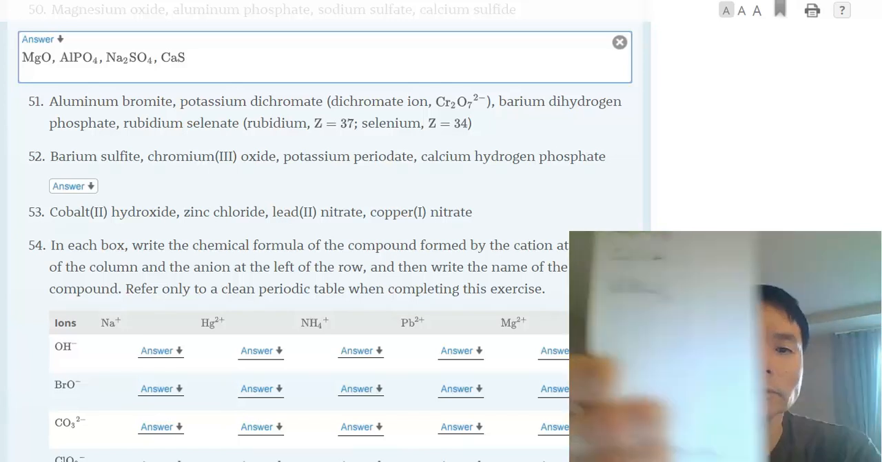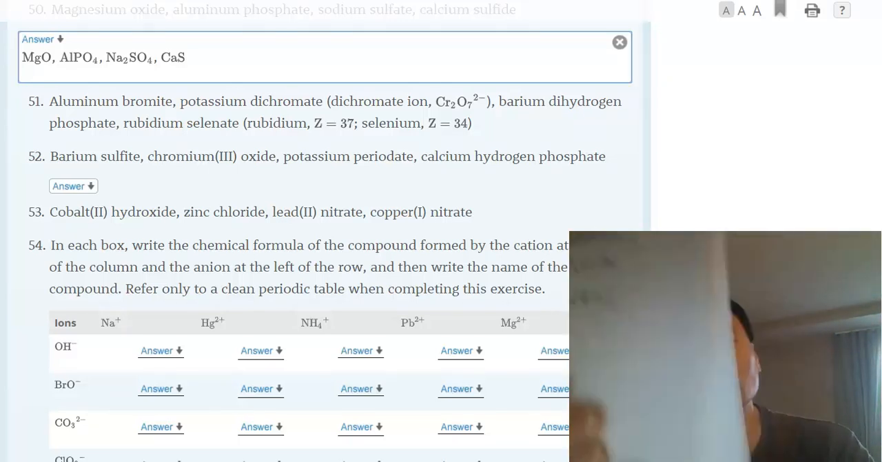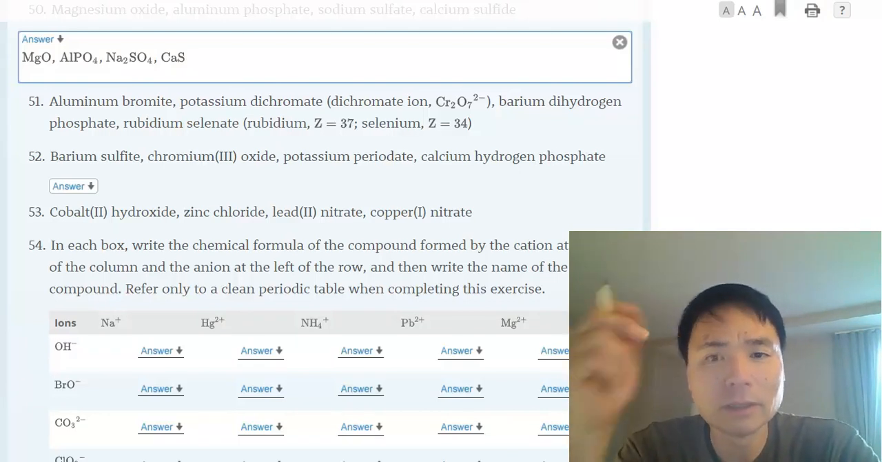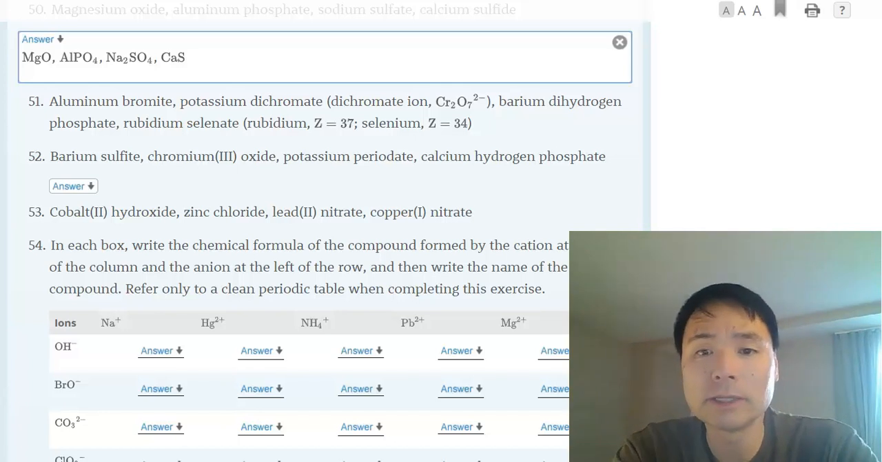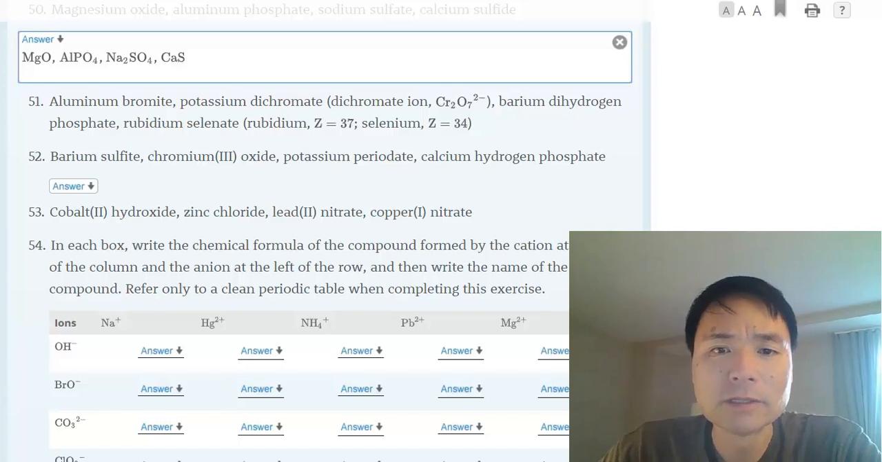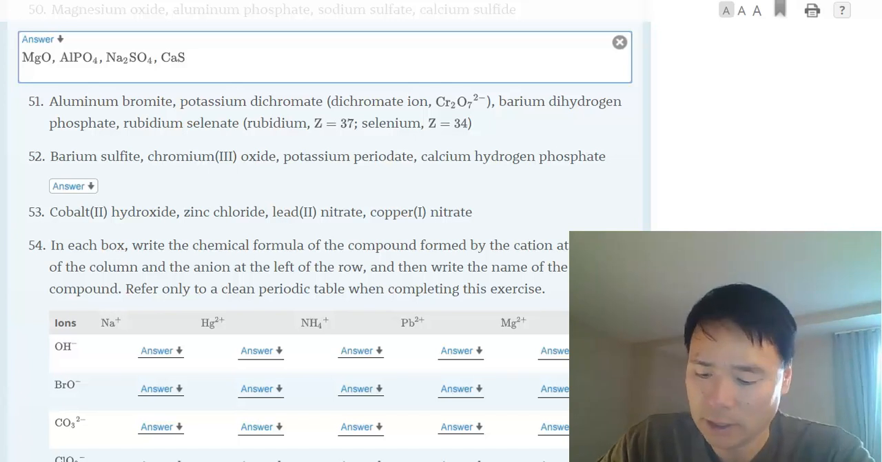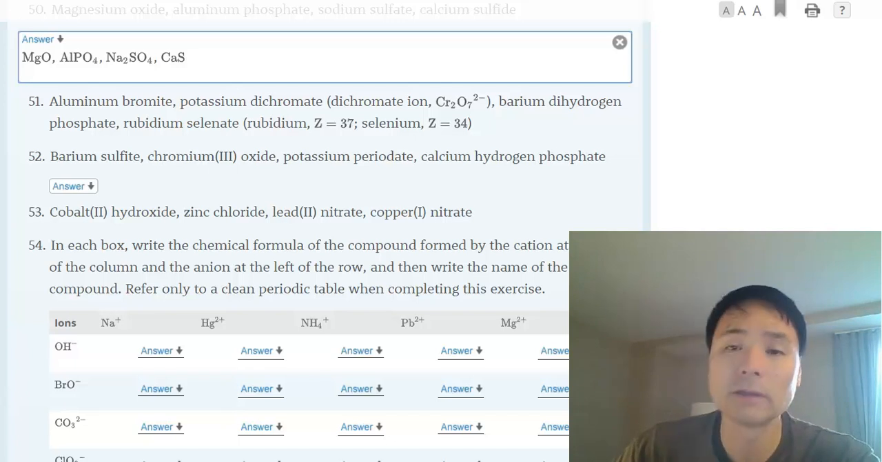Okay, chromium 3 oxide. Oh, actually, I'm doing it again. Potassium dichromate. Okay, I expect you to memorize dichromate. It's not going to be given. It's a Cr2O7 2-, so you're just going to have to memorize it. I don't know why they give it to you in the book here. This is 2 minus, so we'll need 2 potassiums, K2Cr2O7. Okay, no charge on that. K2Cr2O7, potassium dichromate here.